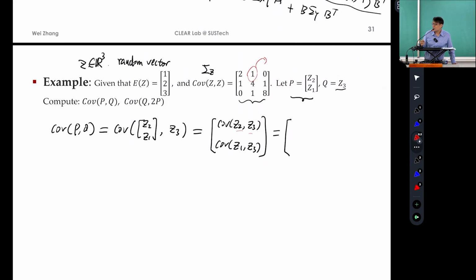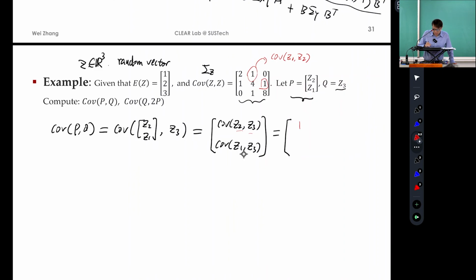What is the meaning of this one? Yeah, okay, good. Is that true? That's the meaning of this element. Now I'm asking you, what is the covariance of Z2 with Z3? Where should you look for this number? The second row, third column. This guy, right? That's 1.